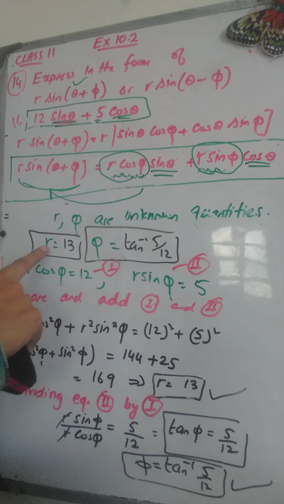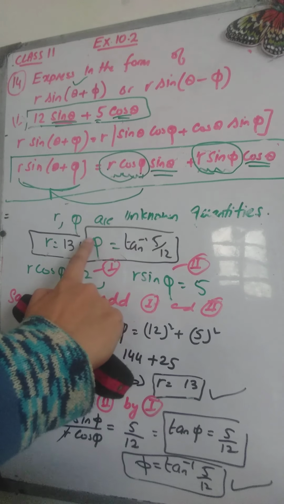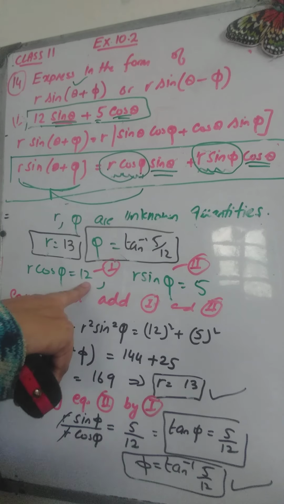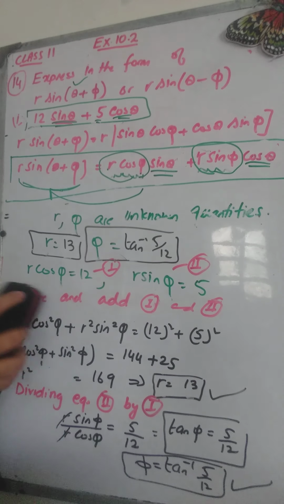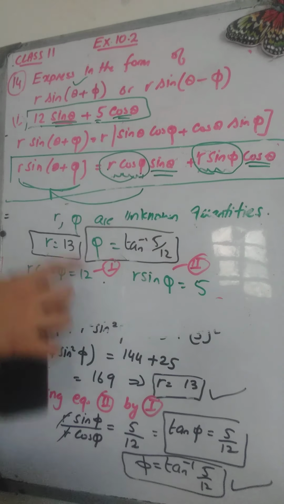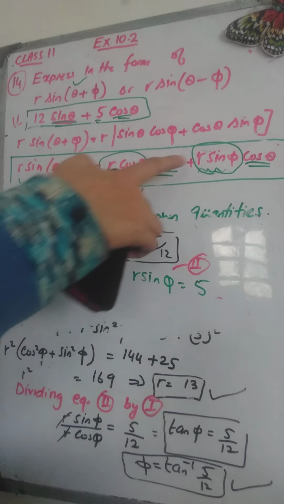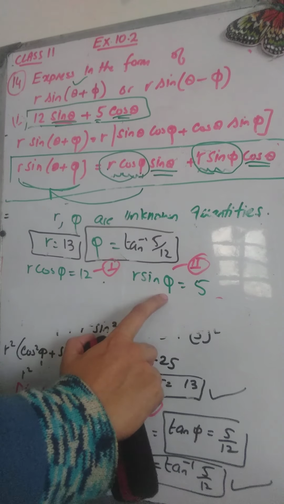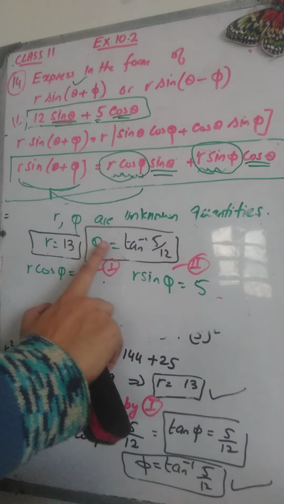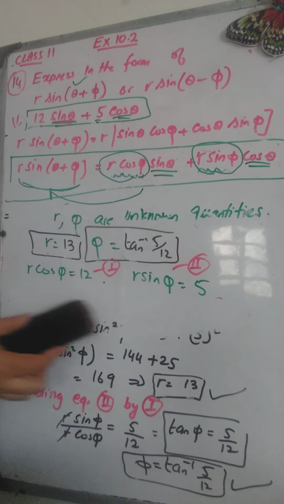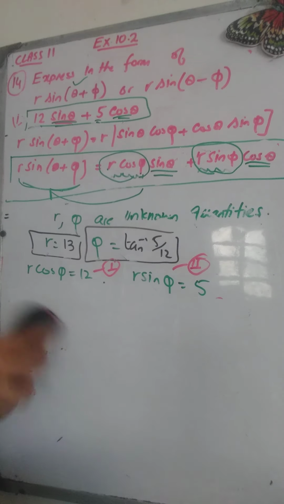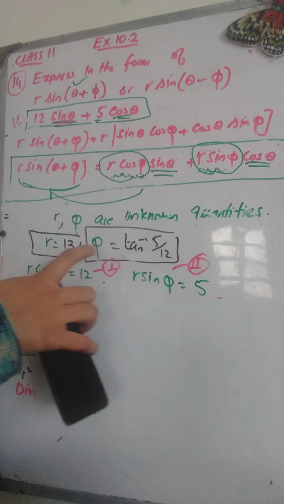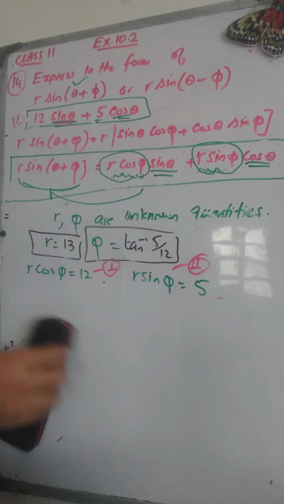Now we can tell them that if you take r equal to 13 and phi equal to tangent inverse of 5 by 12, you can put r cos phi equal to 12 and r sin phi equal to 5. And now we can replace this 12 by r cos of phi and this 5 by r sin of phi, because now r and phi are not unknown, they are the values which we have found. So now r cos of phi can be replaced by 12 and r sin phi can be replaced by 5 when you take phi equal to this quantity and r equal to this quantity.